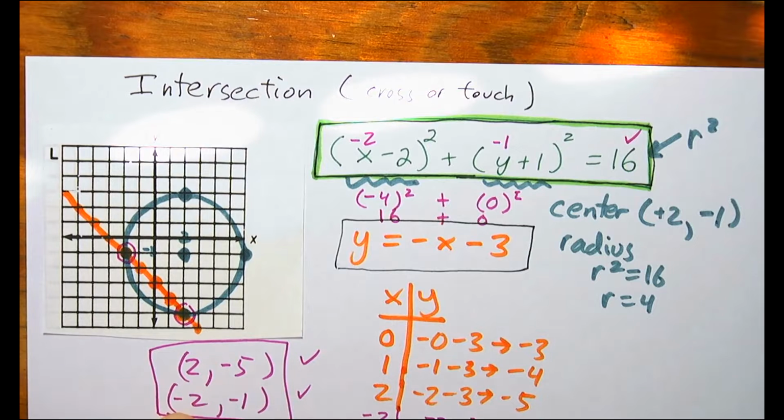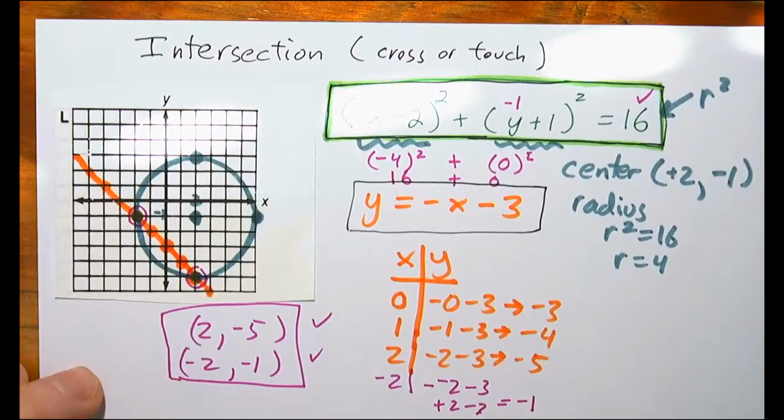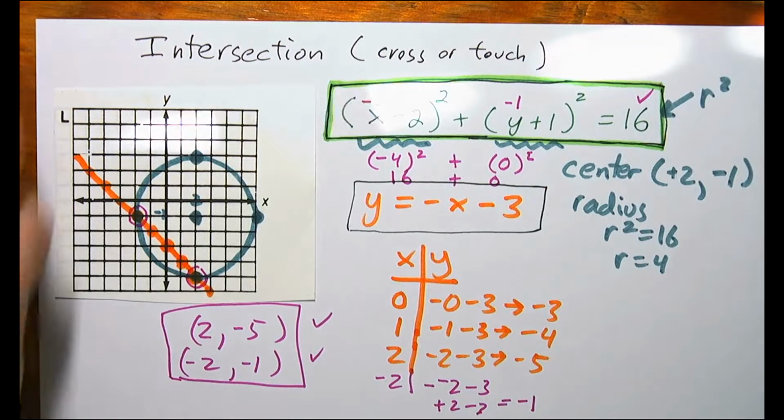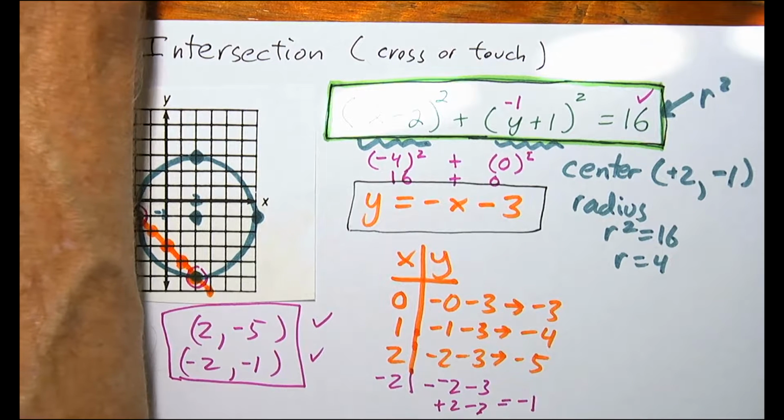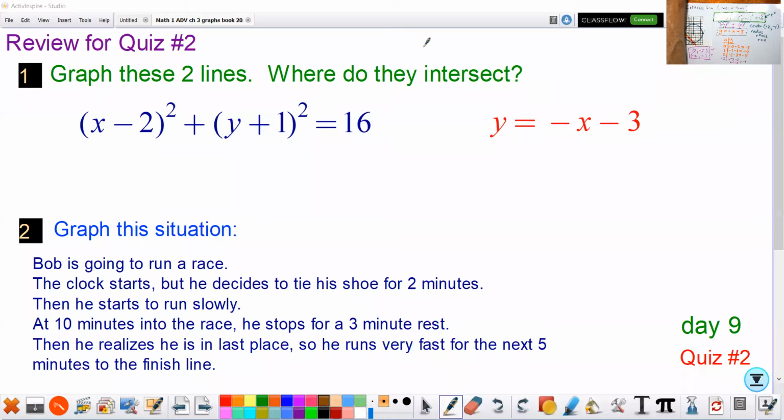And likewise, you could try the 2, -5. Okay, so we found the 2 intersections. Be able to do that. Okay, one more review question. We'll go back and check out the other question. Okay, let's read this other one. And here's the other one.